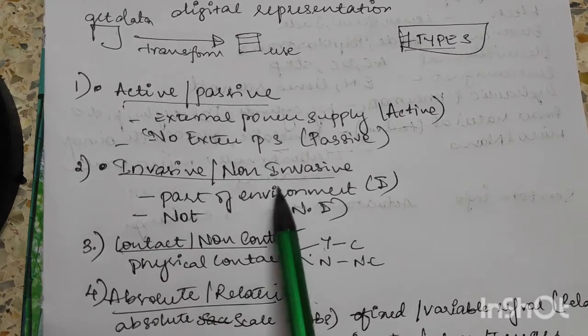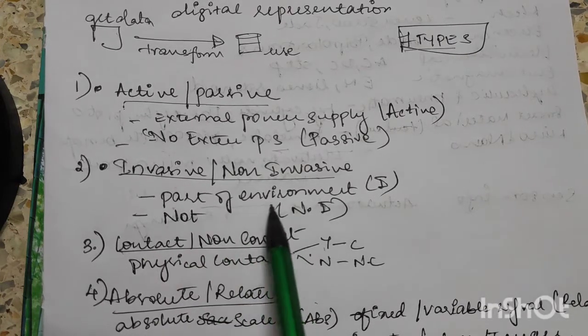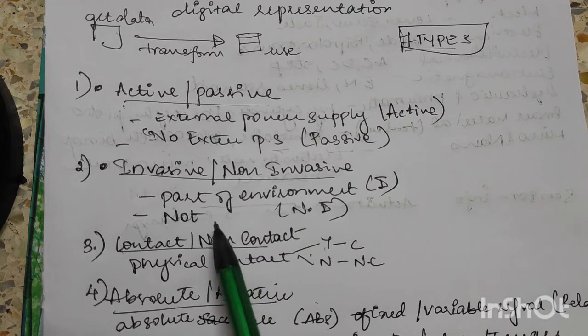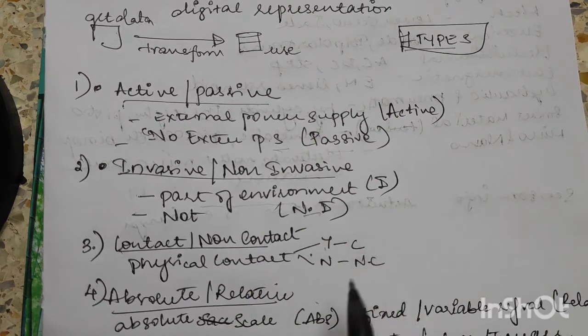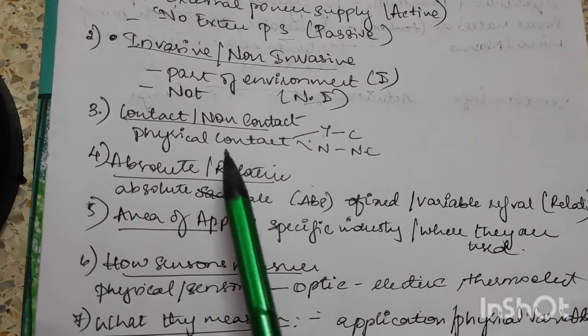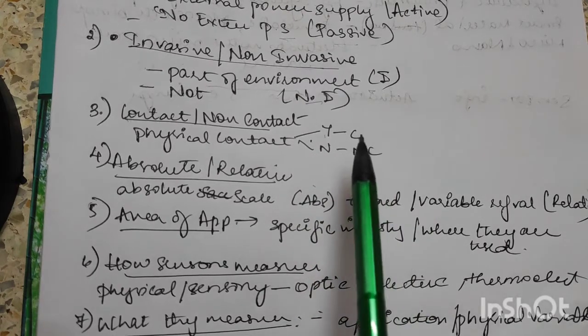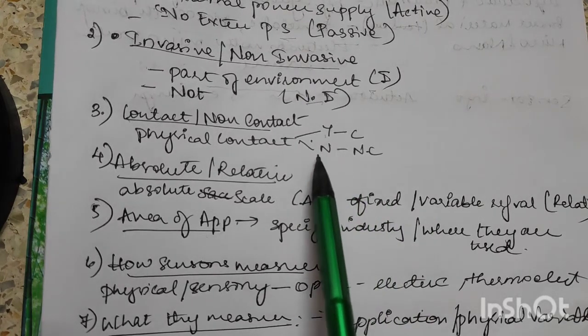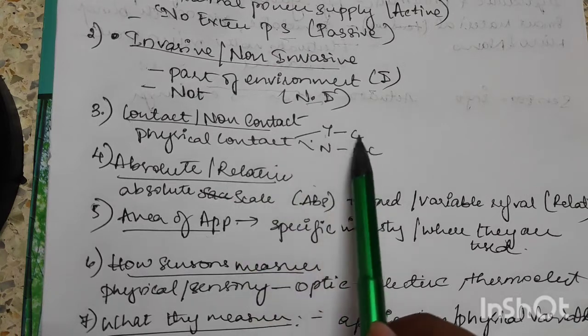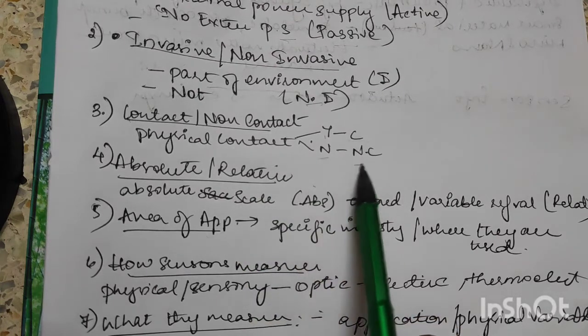So you have invasive, non-invasive. Invasive is if it is part of the environment. If it is not part of the environment, it's non-invasive. Contact, non-contact: if physical contact is provoked, then it's a yes. If it's a yes, then it's contact. If it is a no, then it is non-contact.